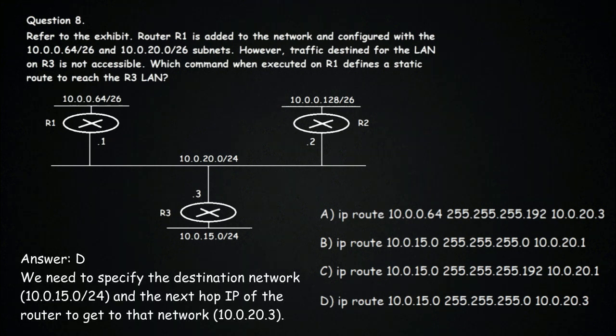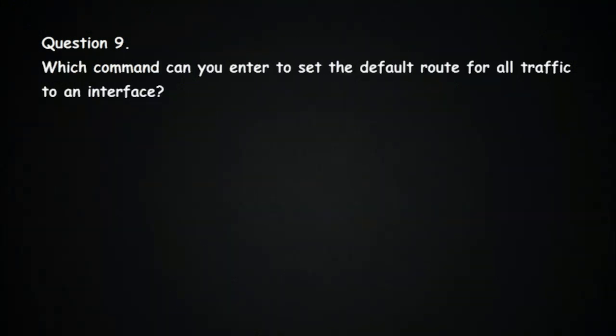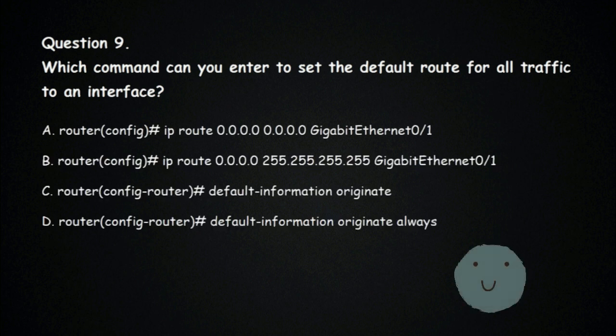We need to specify the destination network 10.0.15.0/24 and the next hop IP of the router to get to that network, 10.0.20.3. Question 9. Which command can you enter to set the default route for all traffic to an interface? Answer is A.